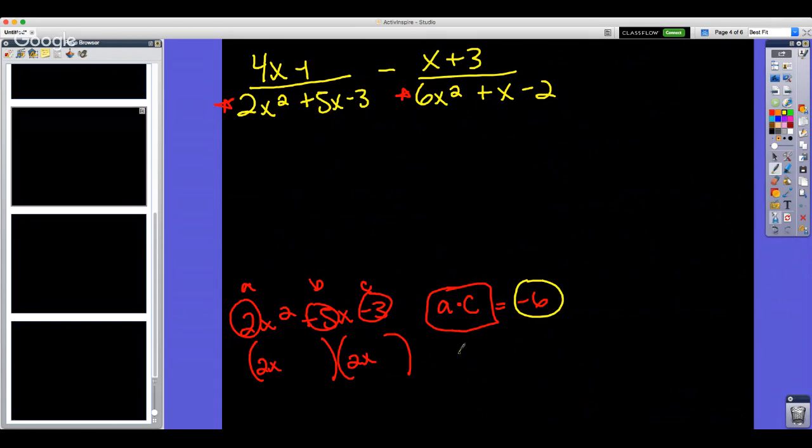Now, what two numbers when multiplied get me -6, but when added get me +5? 6 and 1. Good. Yeah, 6 and 1.